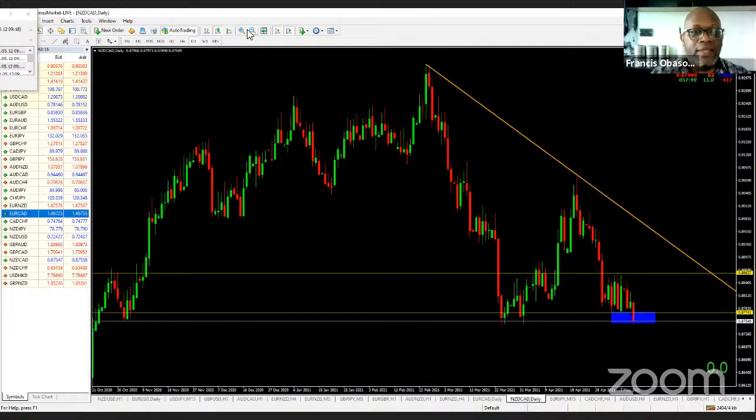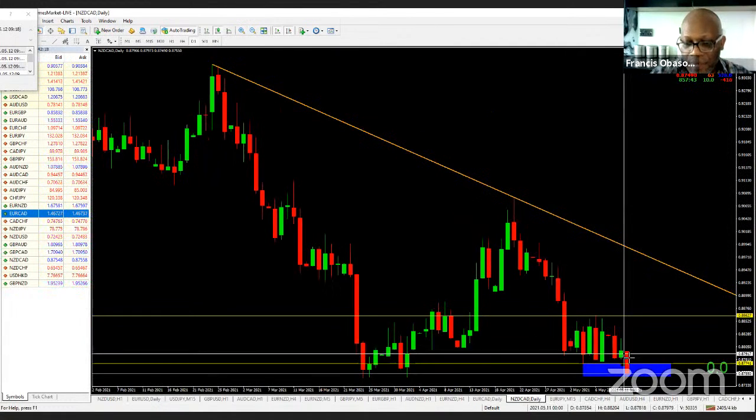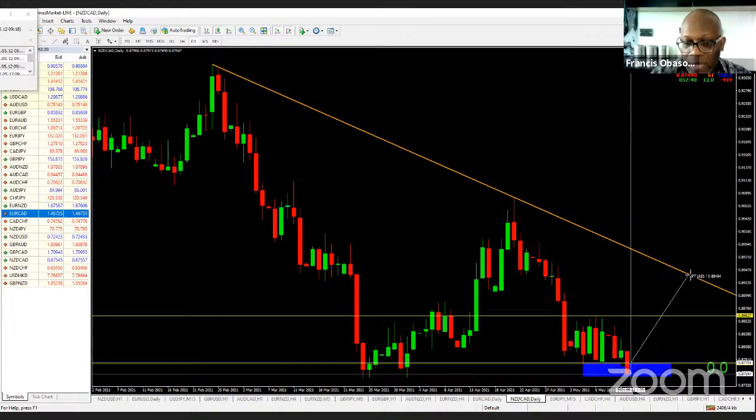You draw a trend line. I mean, not as though I believe it's going to be going up, but if it does, this is most likely how far it will go.